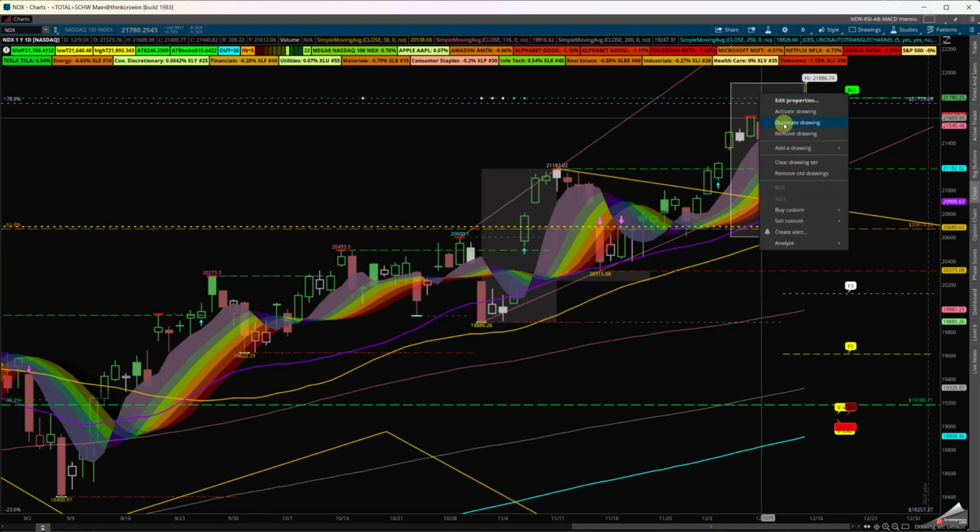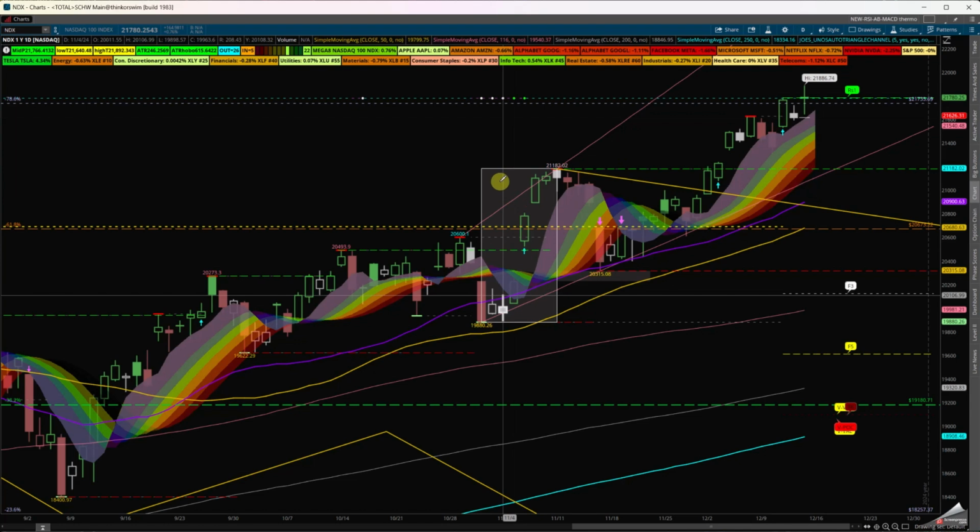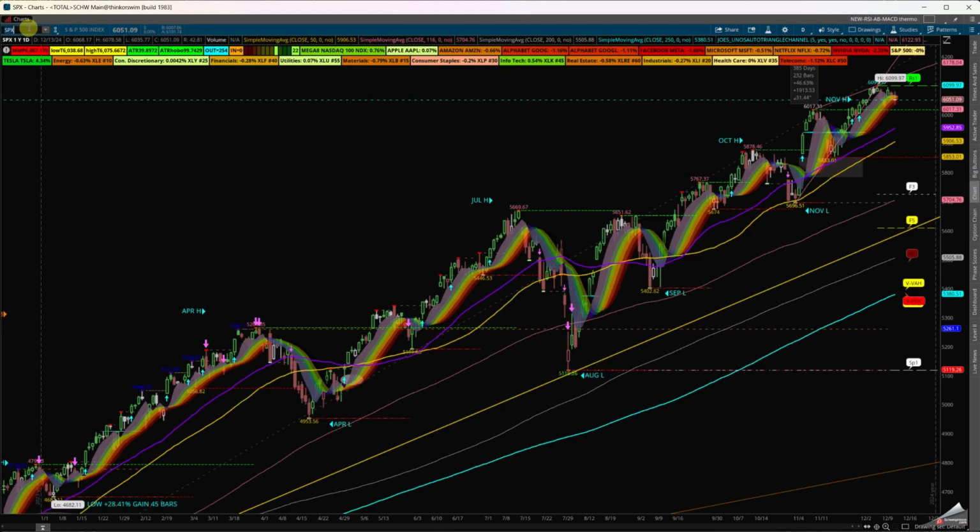Is there possibility of continuation? Yes. But if the market tends to change direction, I want people not to be biased and end up trading to the right side. Let's go take a look at the SPX, like I said. And what I wanted to do is show that weakness in it.